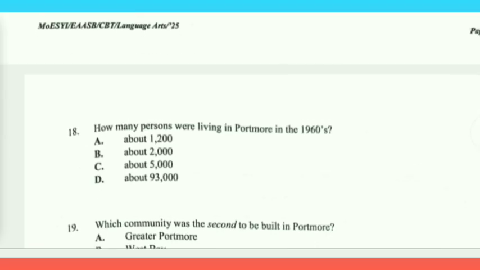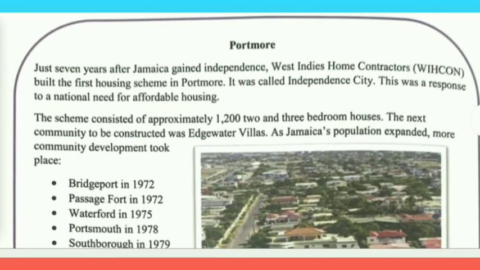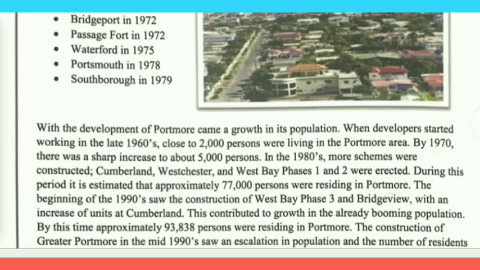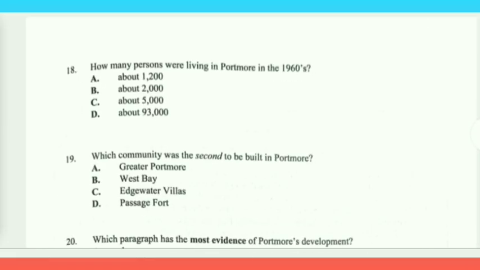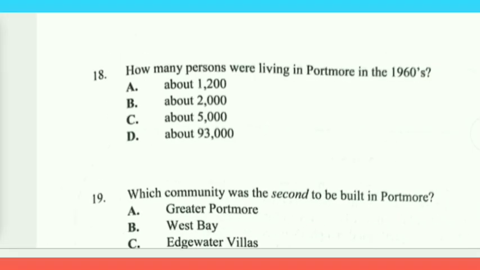How many persons were living in Portmore in the 1960s? So let's go back to the source. All right, let's see. So they had started out with 1,200. Let's read on. So right here, when developers started working in the late 1960s, close to 2,000 persons. So let's look at the responses. We know it's close to 2,000. A says about 1,200. B says about 2,000. So we don't need to go any further. We know it wasn't 5,000 or 93.